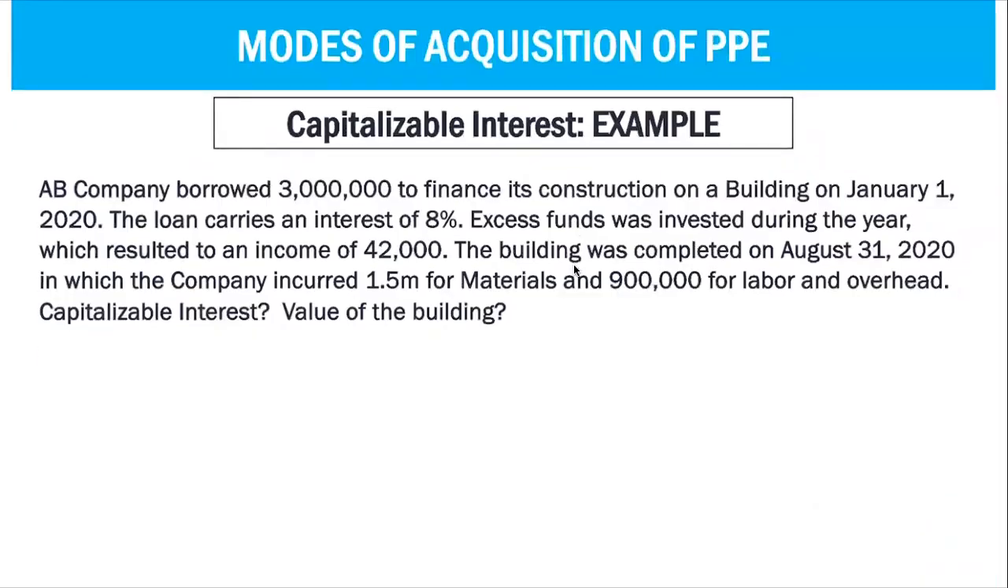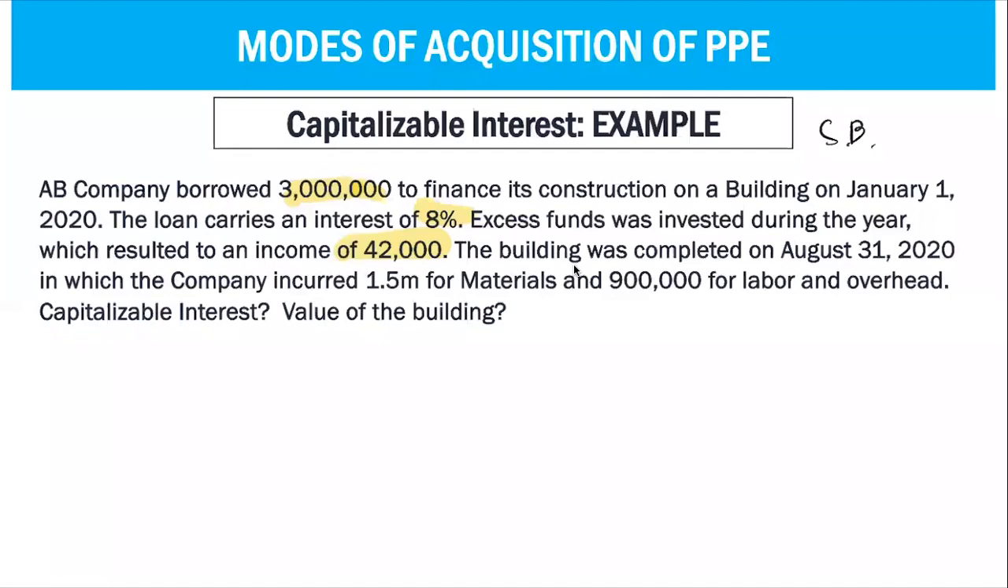So for this one, we have a specific borrowing. AB company borrowed 3 million to finance its construction of a building on January 1, 2020. The loan carries an interest of 8%. Excess funds were invested during the year, which resulted in an income of 42,000. The building was completed on August 31, 2020, in which the company incurred 1.5 million for materials and 900,000 for labor and overhead. What is the capitalizable interest?